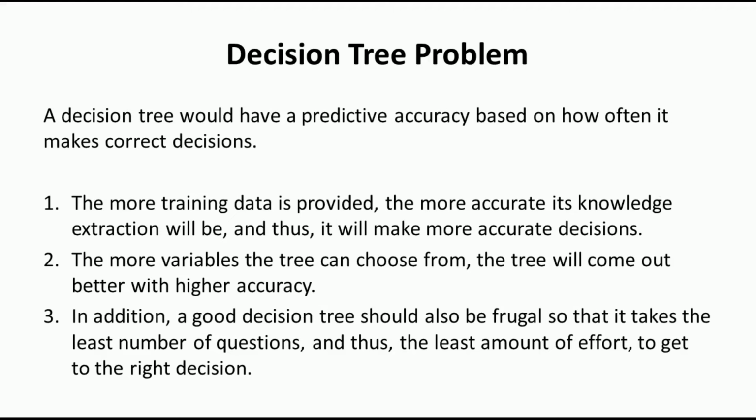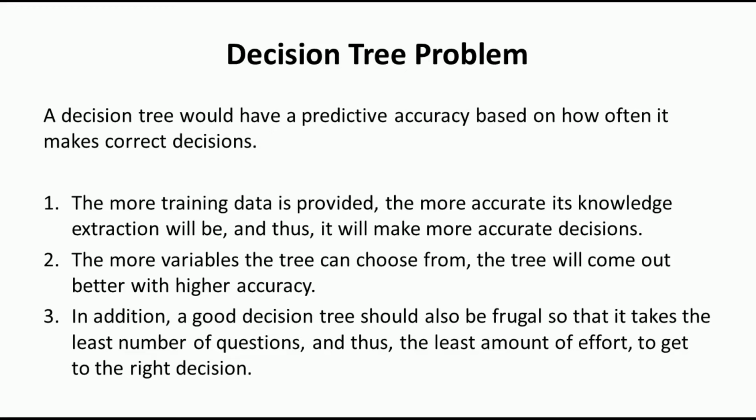A decision tree would have a predictive accuracy based on how often it makes correct decisions. So whenever you create a decision tree, you definitely test that particular decision tree to see whether it is working fine or not. When you want to test that, we give some testing data, and then we check whether the predicted answer is the same as the actual label. If both of them are the same, then definitely it's a correct classification. If the predicted label and the actual label are not the same, definitely the classification is wrong.